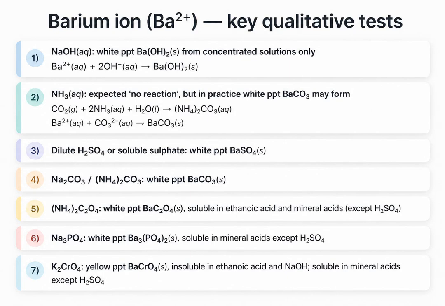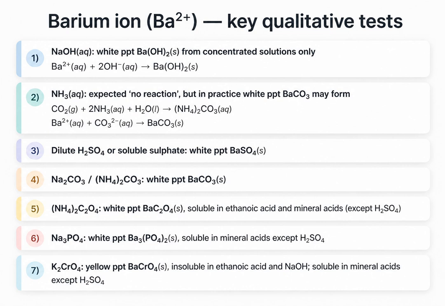Now for barium. With sodium hydroxide, barium hydroxide can precipitate, but mainly from concentrated barium solutions because Ba(OH)2 is relatively soluble. With ammonia, the theory says no reaction because ammonia is weak, but in real lab conditions, a white precipitate often appears. The reason is not barium hydroxide, it's barium carbonate.